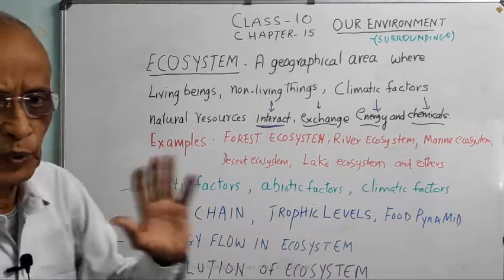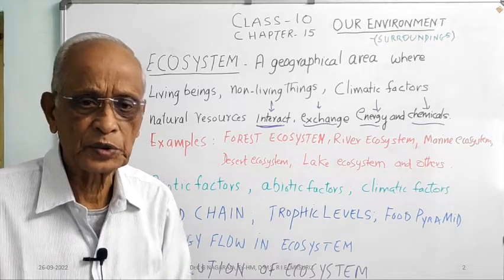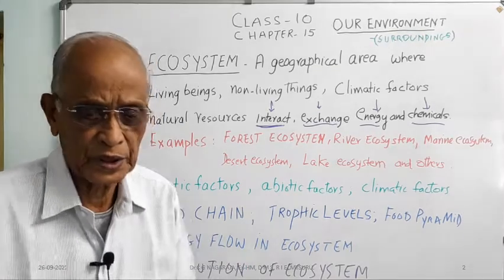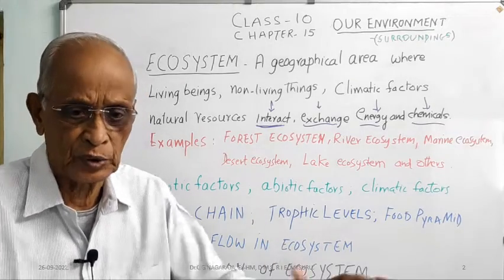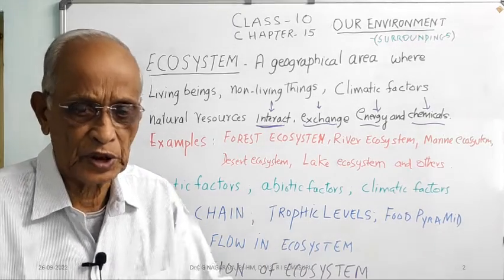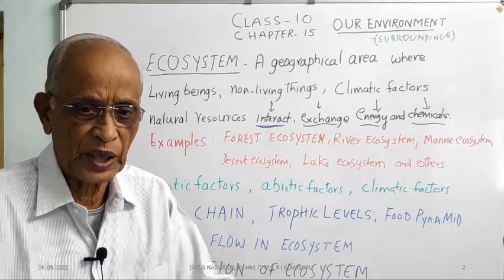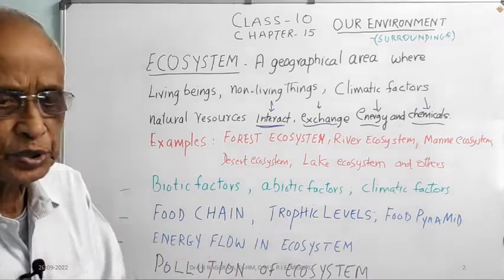Let's say what is environment. Environment talks about our surroundings, where we live. An animal lives in a surrounding. A plant lives in a surrounding. That is called surrounding. Now, what is an ecosystem?